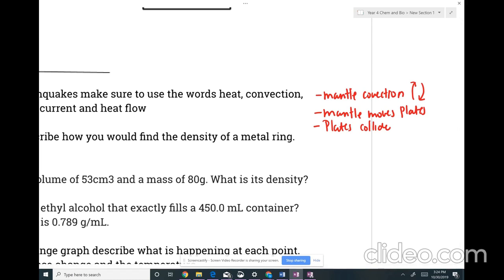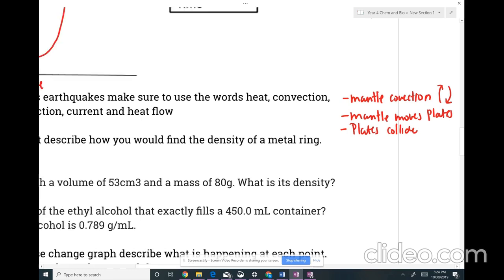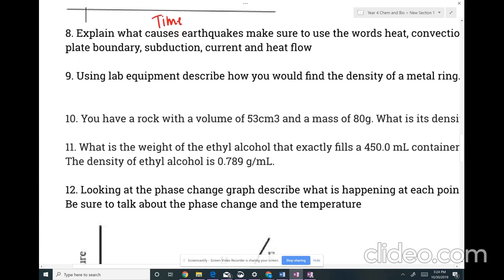And then what you will see is that we have that whole cycle of heating, cooling, heating, cooling, heating, cooling, and that is how the mantle is flowing. The plates are colliding, they slide past each other, and then energy is released. So those are the things that we're looking for on there.